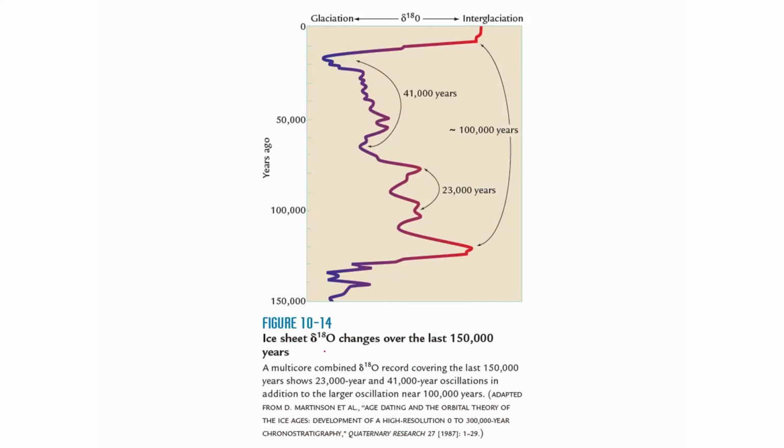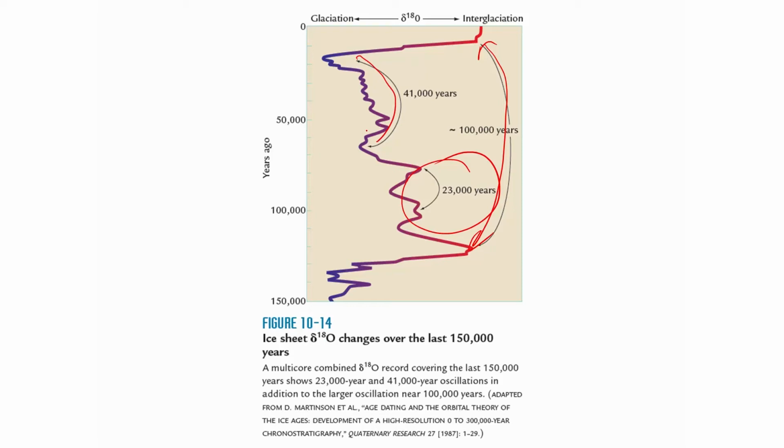So, ice sheet delta 18O changes in the last 150,000 years. This is focusing more on the last ice age, and you can see that there are multiple time scales within it. You have the precession time scale of 23,000 years. The overall ice age is on the ellipticity time scale of 100,000 years, but within that there are hiccups of obliquity forcing as well.